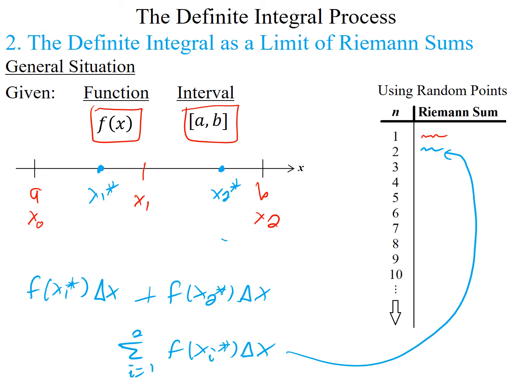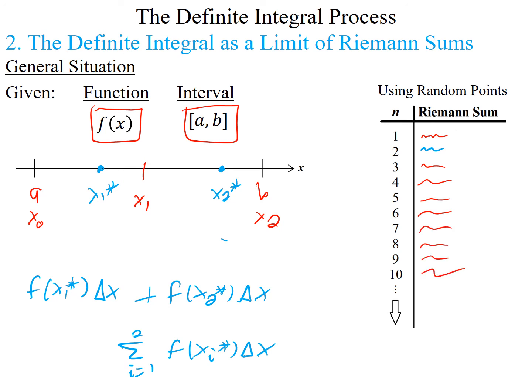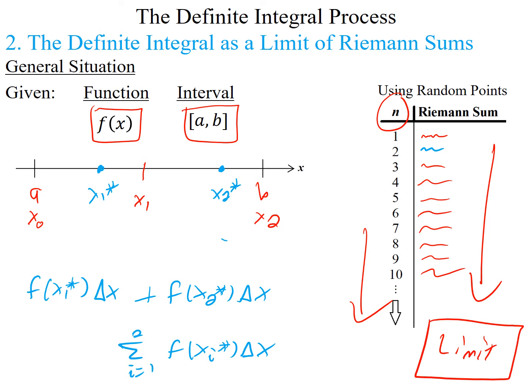And on you go. You cut into 3 intervals, get a Riemann sum. 4 intervals, get a Riemann sum. And this way you get a sequence of numbers. And you want to know, as the number of subintervals goes to infinity, where these are headed to, whatever the limit is. That limit is the definite integral. Cool. So that is the process.